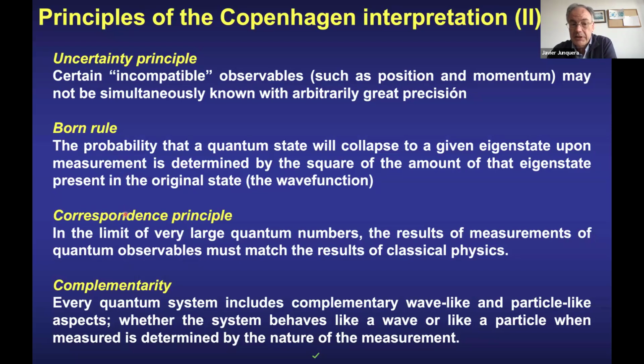Then we have the correspondence principle, which makes the connection between classical mechanics and quantum mechanics. It tells us that in the limit of very large quantum numbers, the results of measurements of quantum observables must match the results of classical physics. And then finally, the complementarity principle says that every quantum system includes complementary wave-like and particle-like aspects. Whether the system behaves like a wave or like a particle when measured is determined by the nature of the measurement.